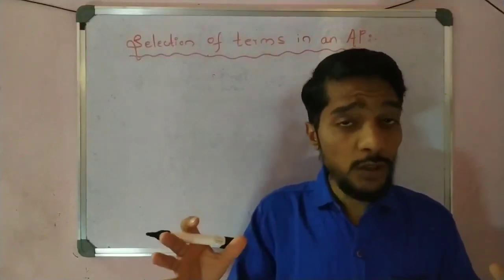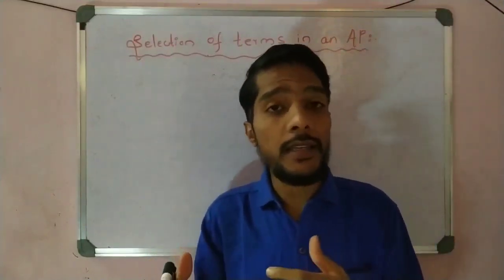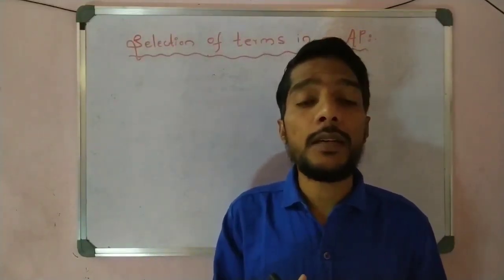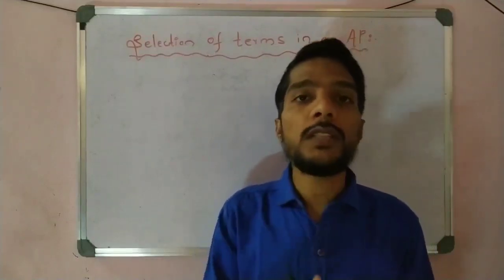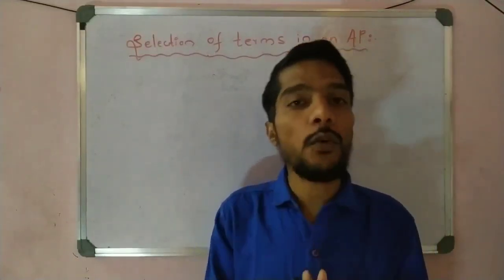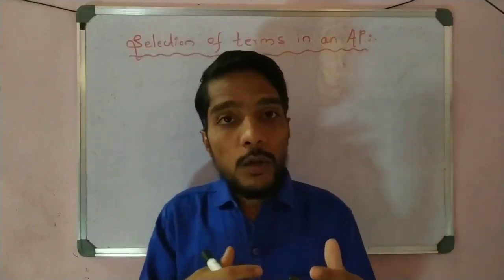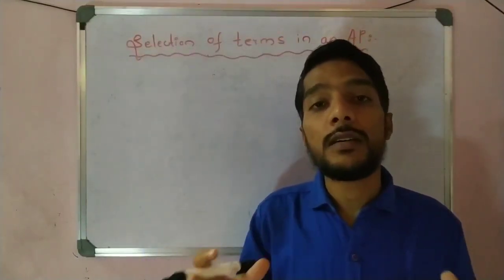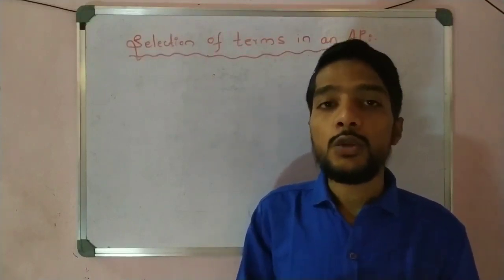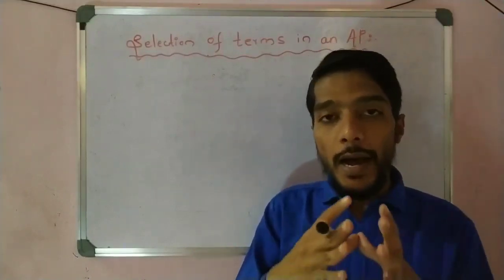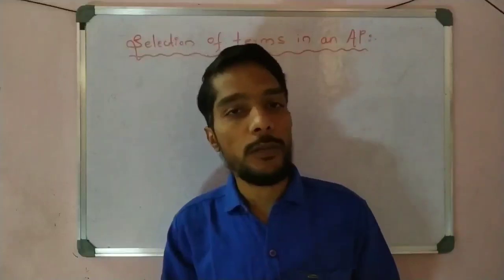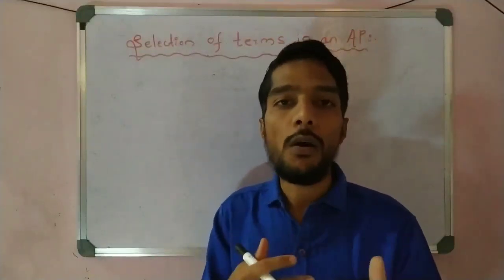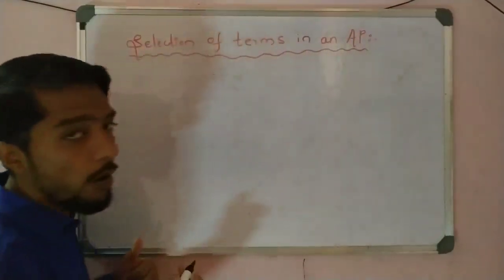We know the terms of an AP: a is the first term, a plus d is the second term, a plus 2d is the third term, a plus 3d is the fourth term, like that. But in order to solve such problems, we have to select different types of terms. So how do we select the terms? There are two types of terms, even terms and odd terms. First let us talk about the odd terms.